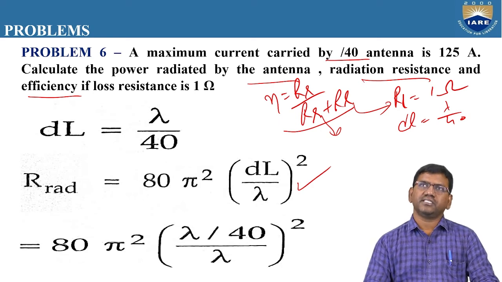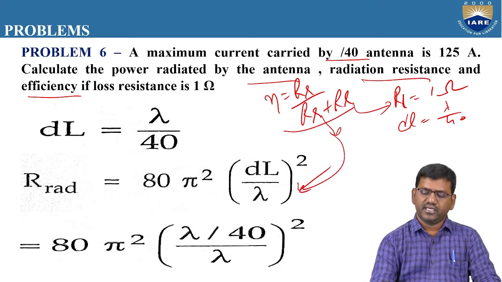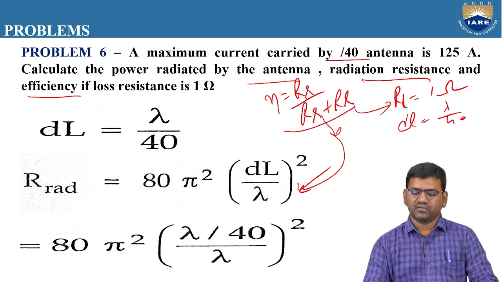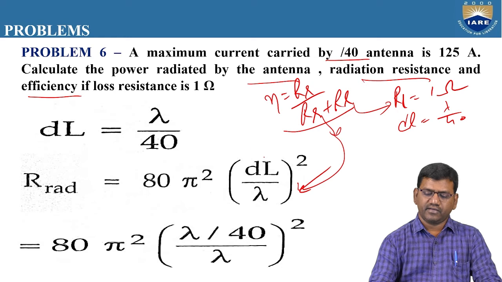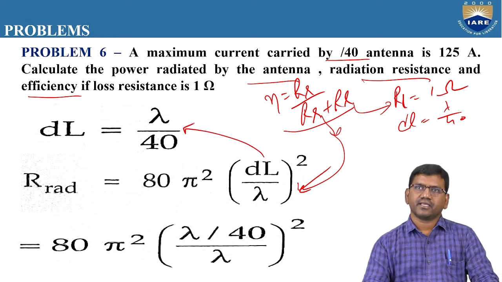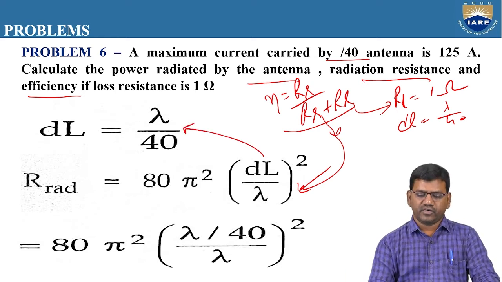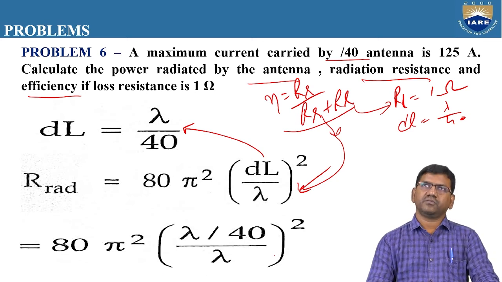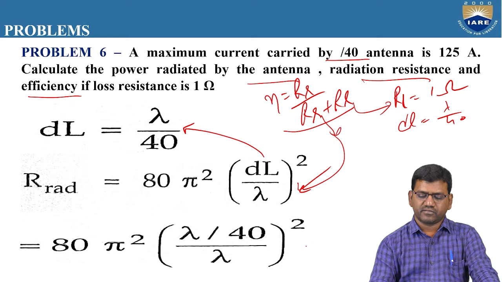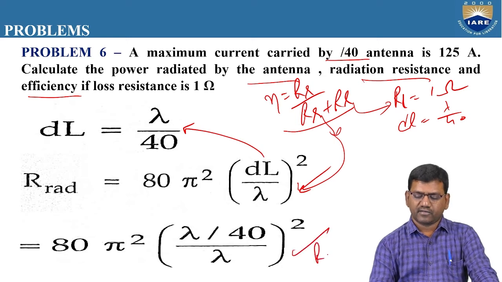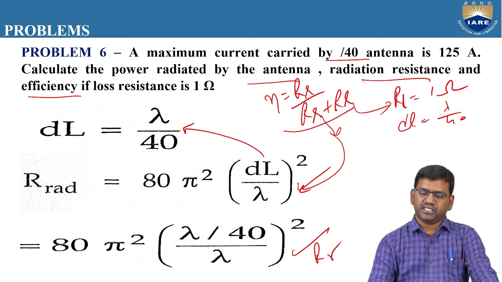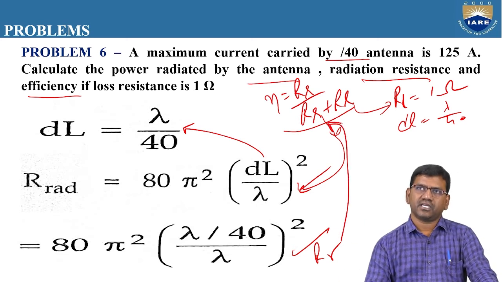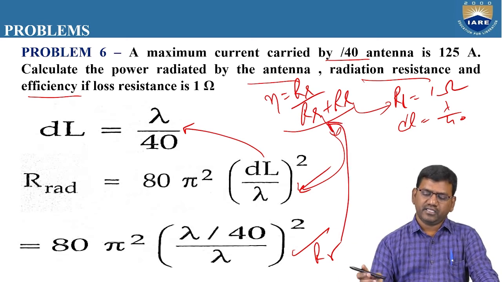To determine the radiation resistance, we have the formula 80 pi square dl by lambda whole square. The differential length is given as lambda by 40. If you substitute dl equal to lambda by 40 and simplify 80 pi square into lambda by 40 whole square by lambda whole square, you will get the value of RR. The value you get for RR, you substitute in the expression RR by RR plus RL, and you will get the efficiency.